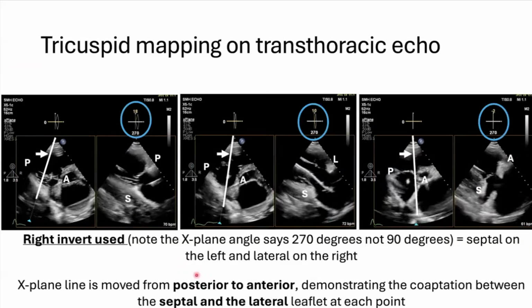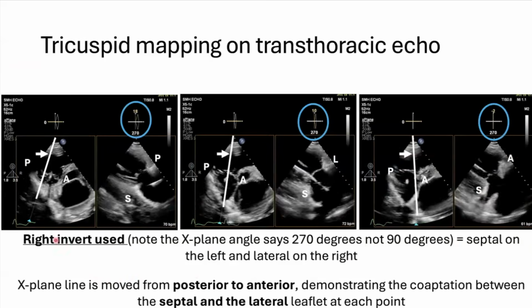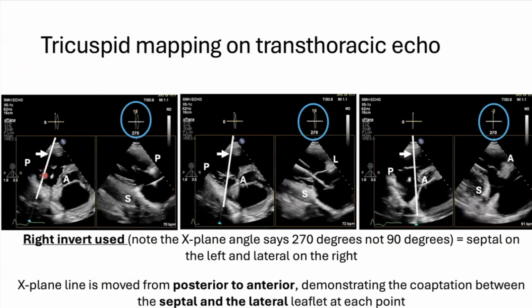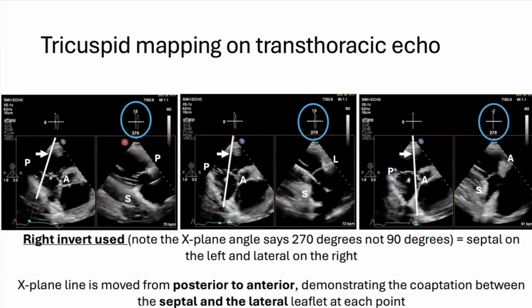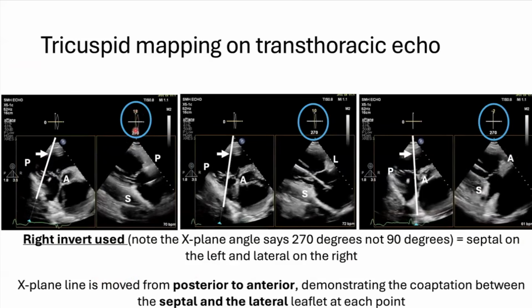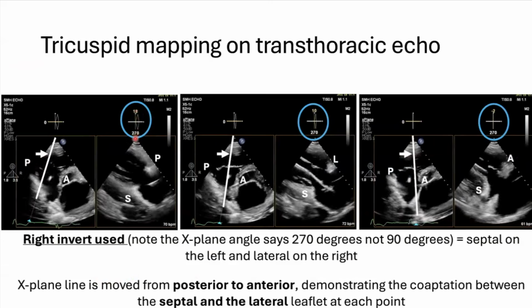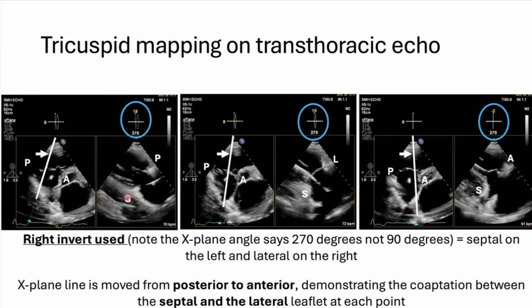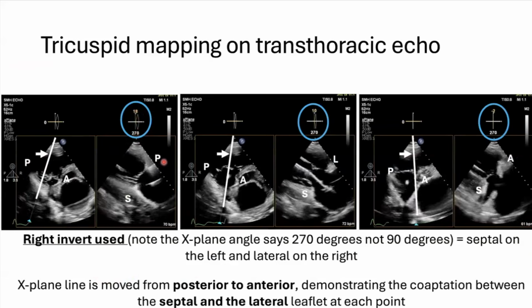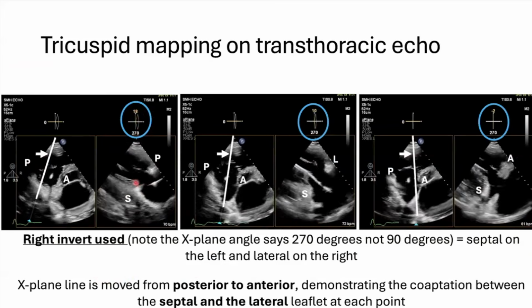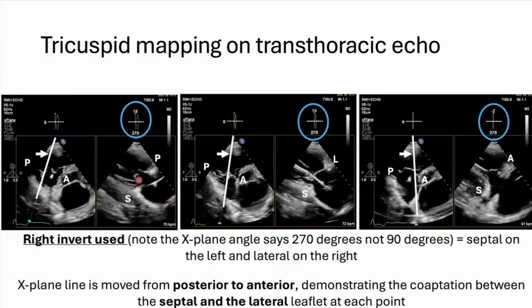And so this is another example of mapping the tricuspid valve on transthoracic, starting posterior here where this line is, and this is showing coaptation. The sonographer used the right invert here, so instead of being at 90 degrees, it shows the orthogonal image at 270 degrees. All this does is put the septal on the left and the posterior on the right, which is how I like to display things. And then we can go through and map and see the coaptation.